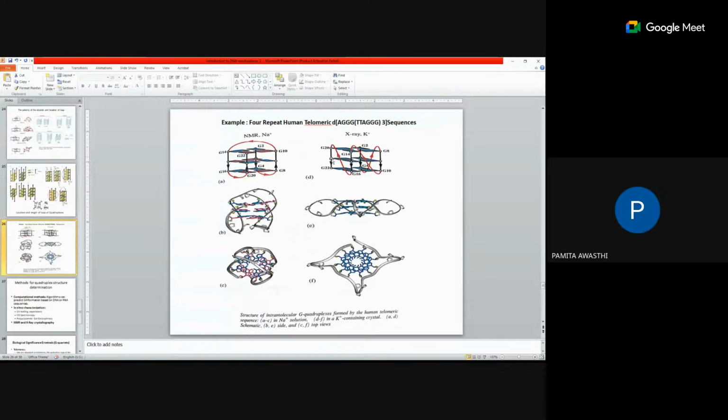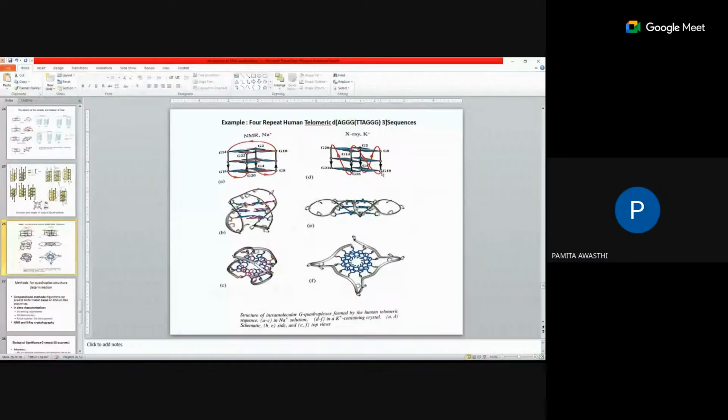But if you try to observe the structure of the human telomeric sequence by X-ray crystallography, the same sequence, the presence of the potassium ion revealed a very different kind of intramolecular G quadruplex. In this case, all the guanines are anti. They have an anti-chi conformation. The loops are double chain reverse. You can say this is a propeller kind of orientation of the loops.